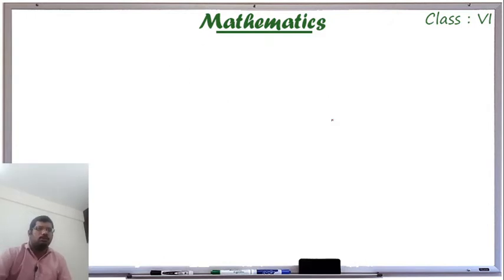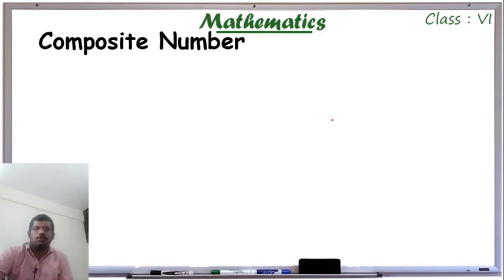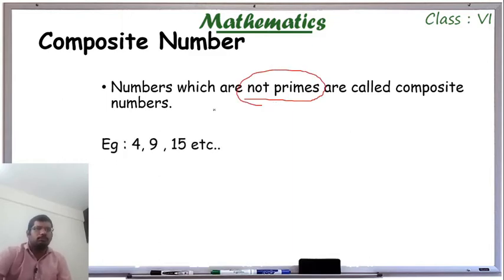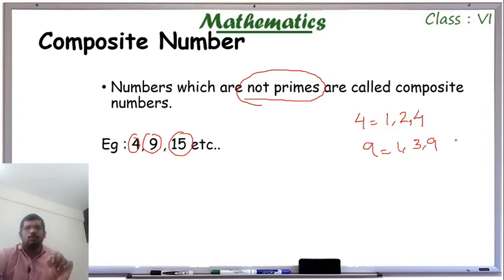And then we are moving into composite numbers. What is meant by composite? It is just the opposite of prime. The numbers which are not prime are called composite numbers. Examples we have already seen: 4, 9, 15, etc. For 4 we have factors 1, 2 and 4, so more than two factors means a composite number. And for 9 we have 1, 3, 9, so more than two factors. If there are only two factors, we call it a prime number. If there are more than two factors, we call it a composite number.